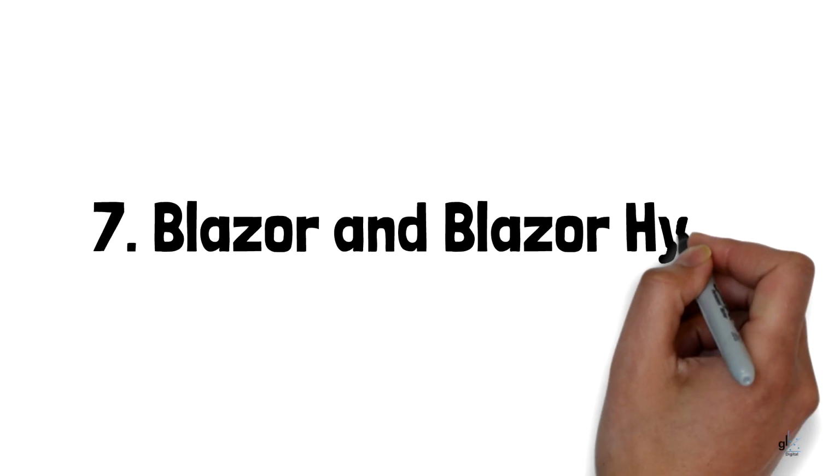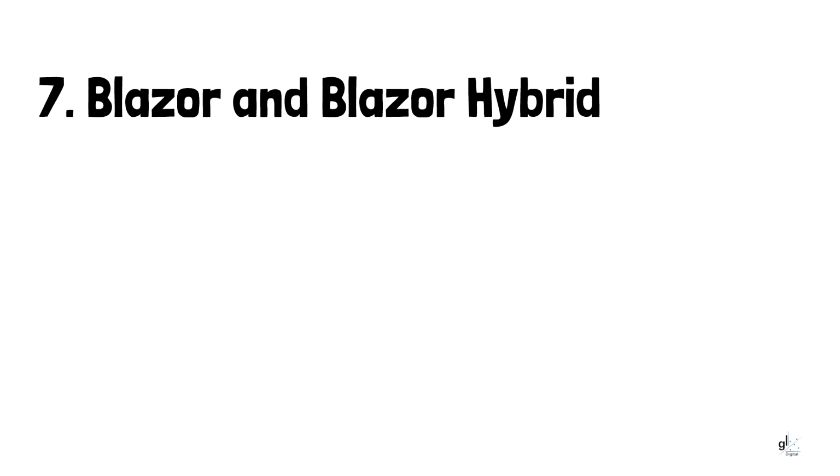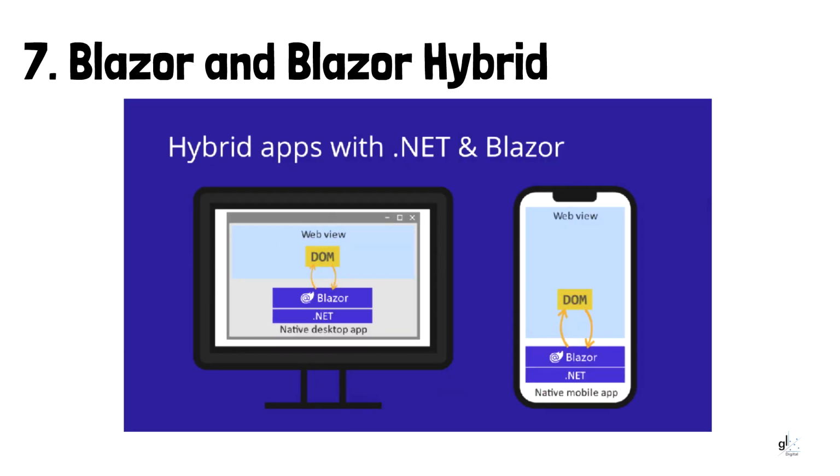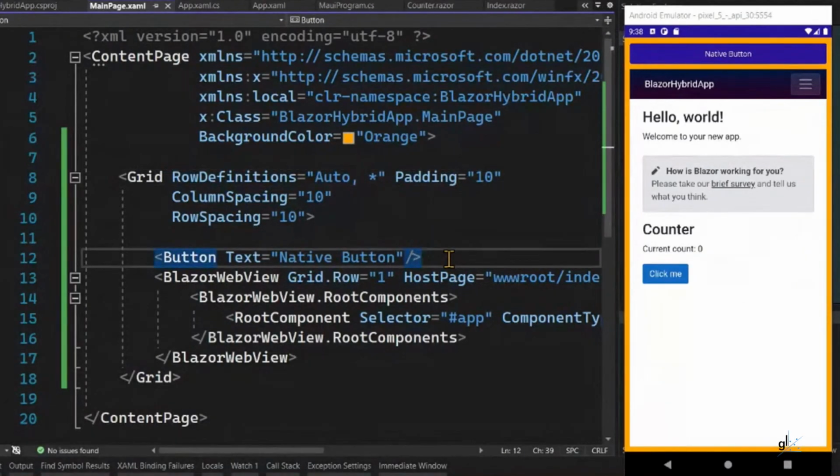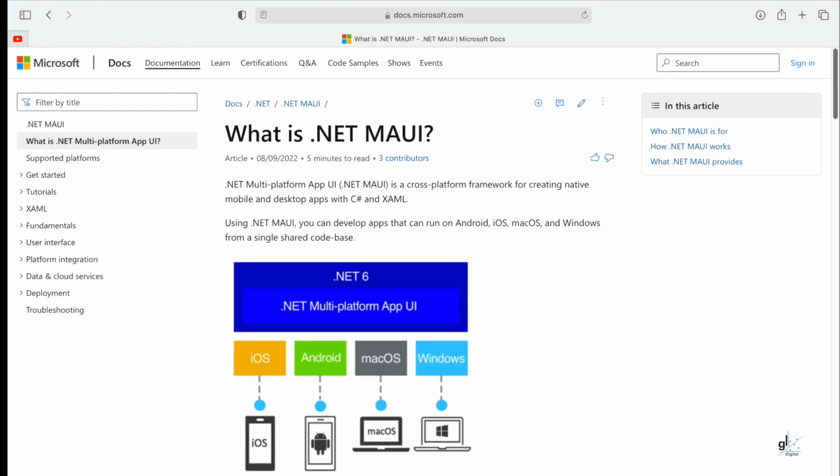Number 7. Blazor and Blazor Hybrid. ASP.NET Core Blazor Hybrid provides a way to blend desktop and mobile native client frameworks with .NET and Blazor. In a Blazor Hybrid app, Razor components run natively on the device. Components render to an embedded web view control through a local interop channel. Blazor Hybrid support is built into the .NET Multi-Platform App UI, .NET MAUI framework.